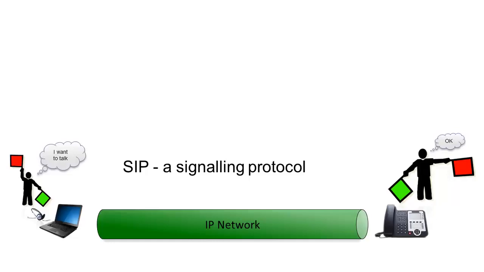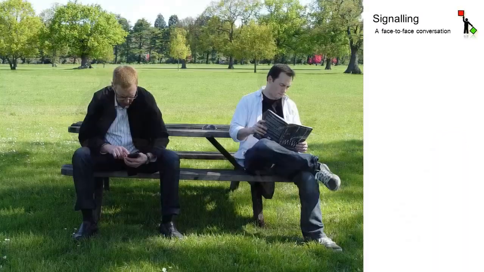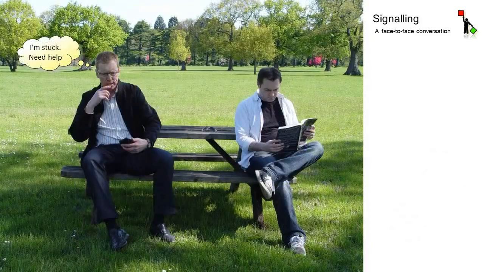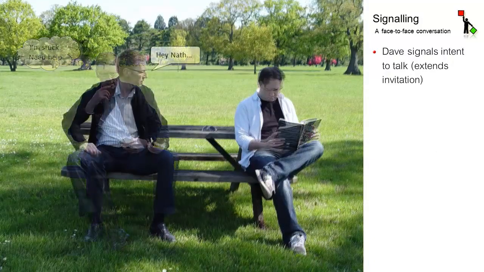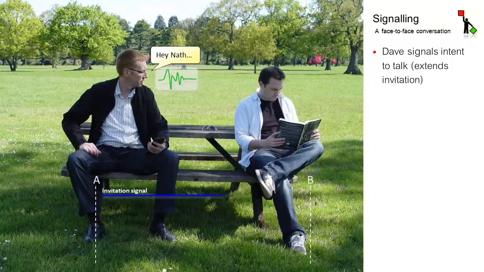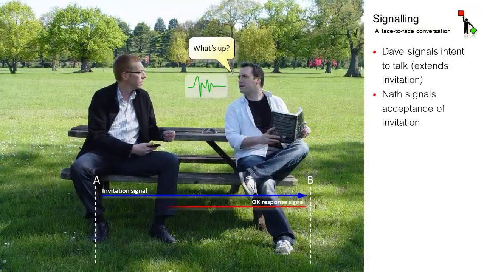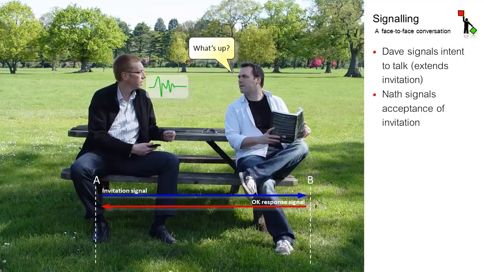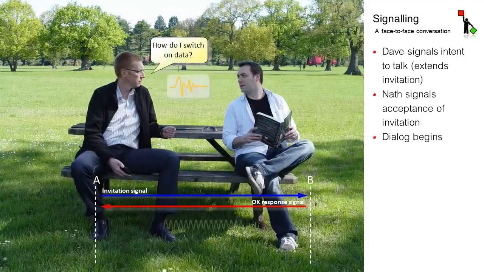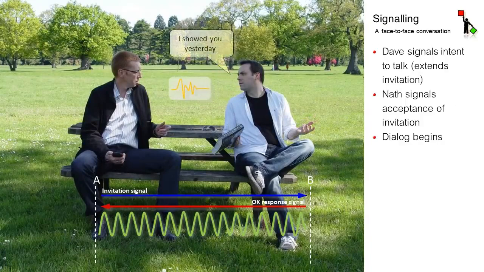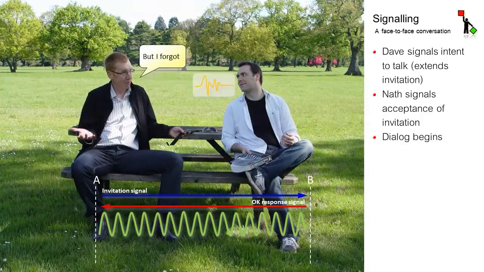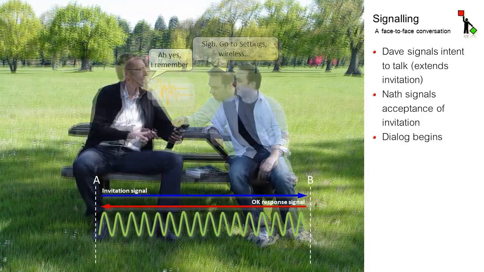Now, when we think about it, virtually all communications begin with signaling, even a face-to-face conversation. Dave here wants to talk to Nath, so he signals his intent by calling over. "Hey, Nath," a sound wave carried through the air. Recognizing the invitation to talk, Nath signals back to accept. "What's up?" With Dave's invitation signal, answered with Nathan's acceptance signal, both parties are ready to converse. They begin a dialogue, an exchange of media, in this case more sound waves travelling through the air.